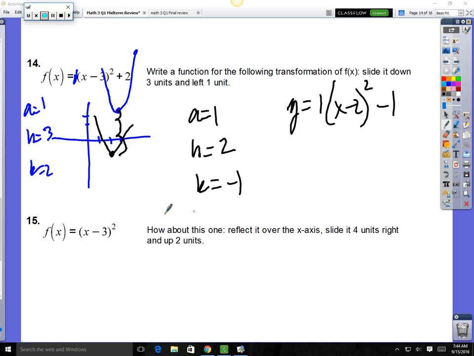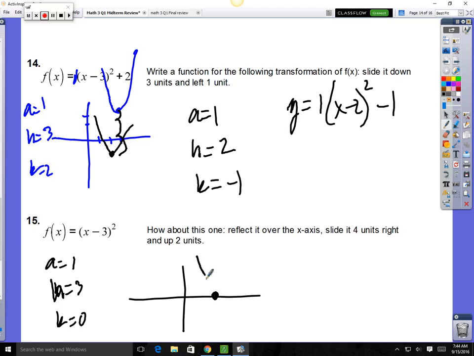Okay, 15. A is 1, H is 3, K is 0. So if you graph it, you are going to go 3 to the right, not up or down. It parks right on the axis, and the slope is just 1, something like that.